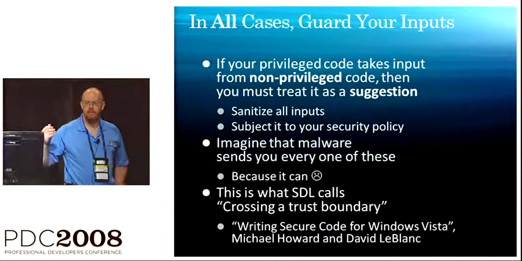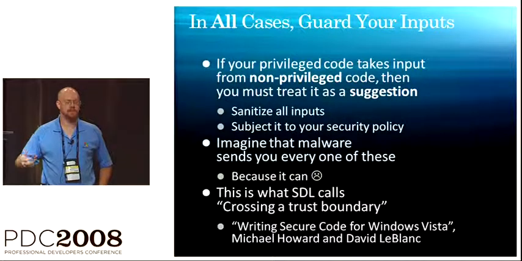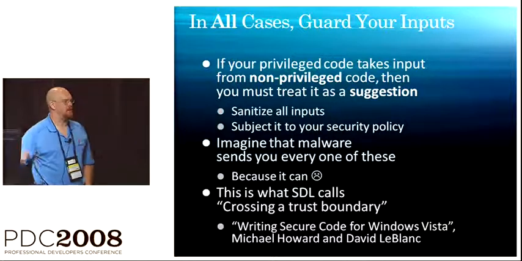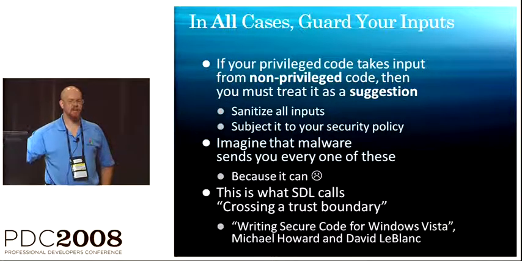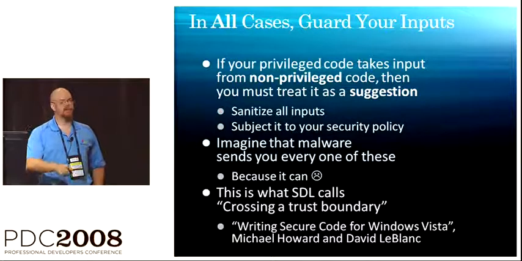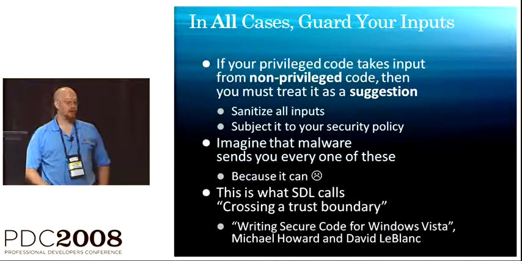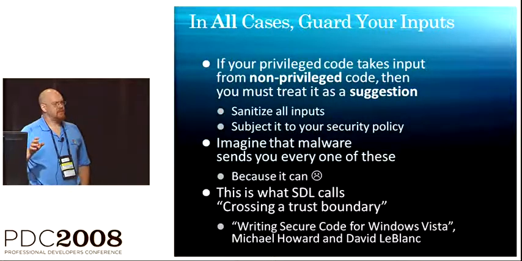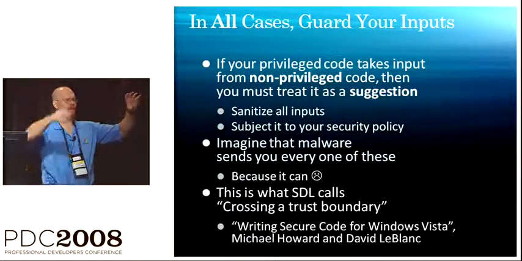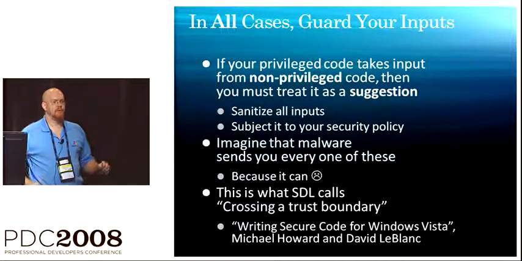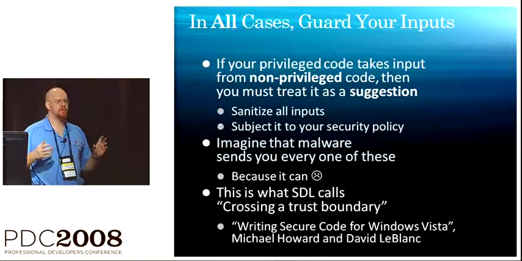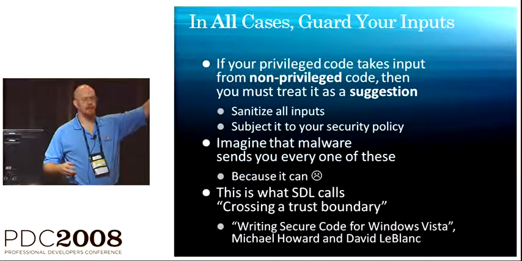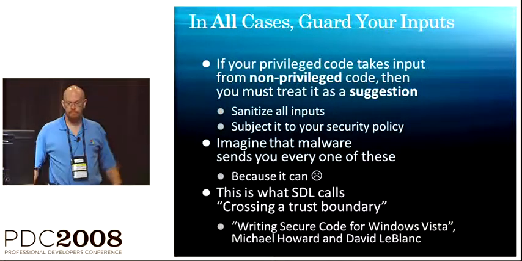If your privileged code takes input from non-privileged code, you have to treat it as a suggestion. That's an important way to think about it. Those aren't commands coming from Bob, the non-privileged user. Those are suggestions. And you have to subject every one of them to your security policy of, is it okay to do this? So that's not necessary if you use the elevated COM object with the elevated GUI. But it absolutely is necessary if you're using the task or the service approach. And similarly, it's absolutely necessary if you're using the elevated COM object and the non-elevated GUI.